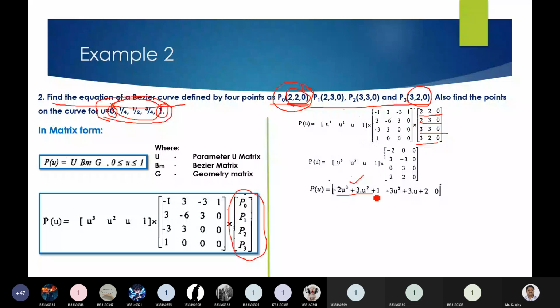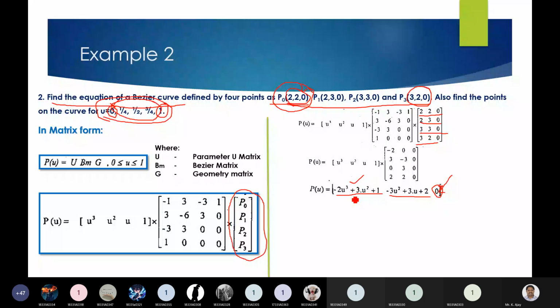Z of u is equal to 0. As I told you, in the question itself all the z coordinates are 0, so always the z coordinate would be 0. That's why you are getting a constant 0 here. It's not a function of u, whereas this is the x of u function, this is the y of u function, right?